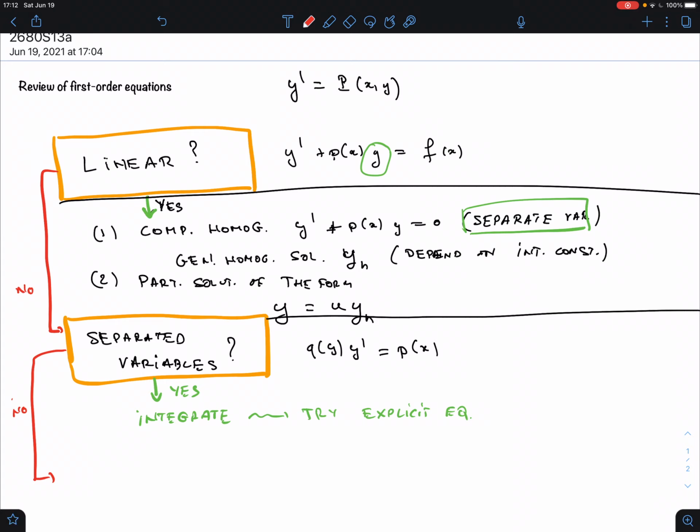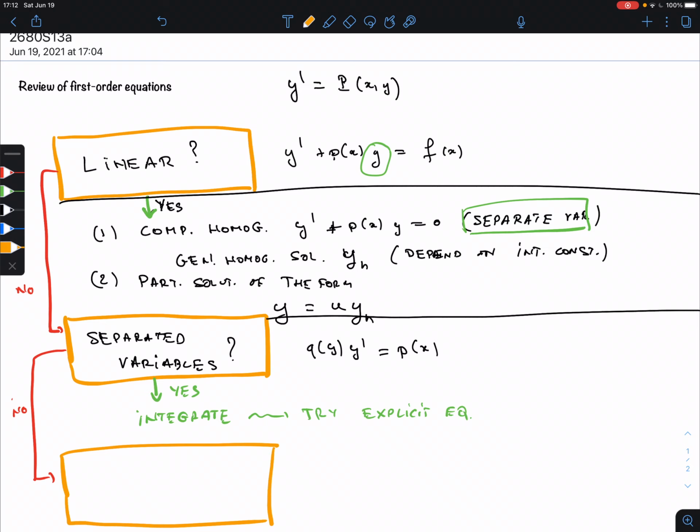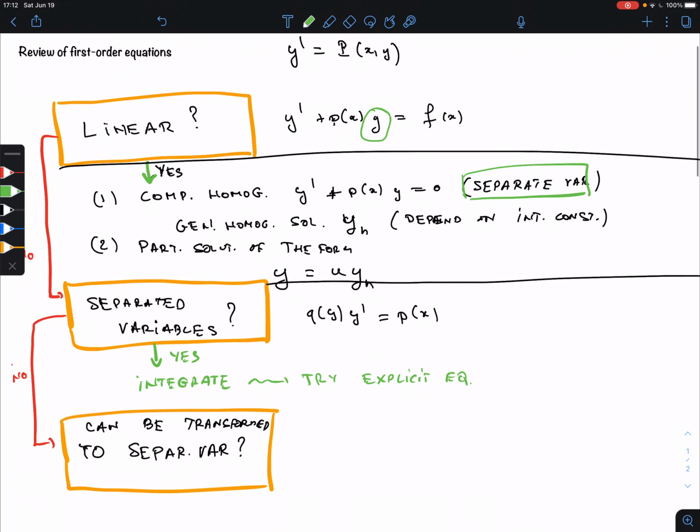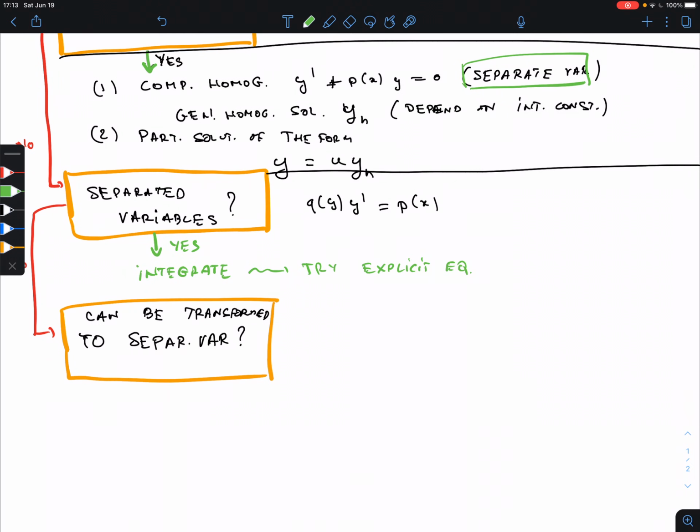Well, perhaps it's not separated, but perhaps I can transform it into separated variables. Can be transformed to separated variables. This is sometimes also called separable, but okay, let's not give a name to it. So if this is yes, well, the question is more, we have seen two cases. So perhaps I should keep them orange, because there are two cases.